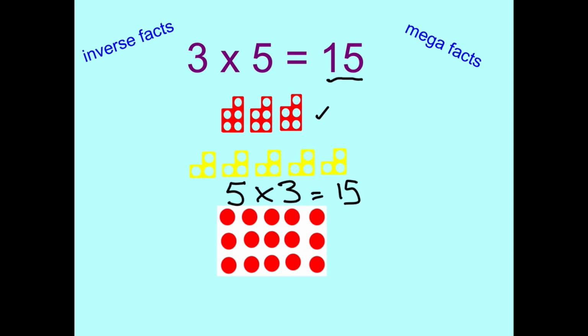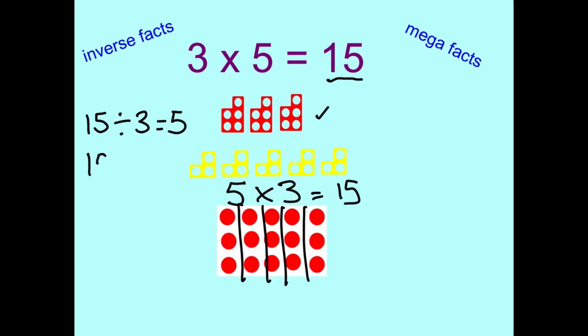So the inverse, which is what we use the array for, would be 15 divided into 3's equals 5. And so if I divide this into 3's, you can see the 5 3's, and if I divided the 15 into 5's, you will see that there are 3 of them. There's a 5, there's a 5, and there's a 5.